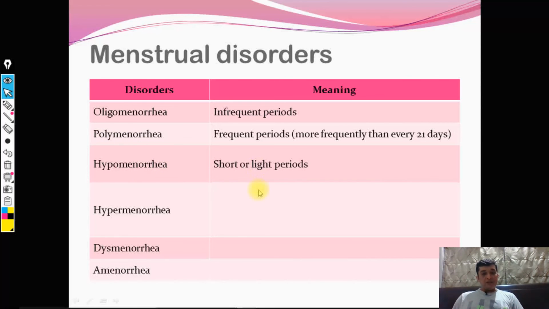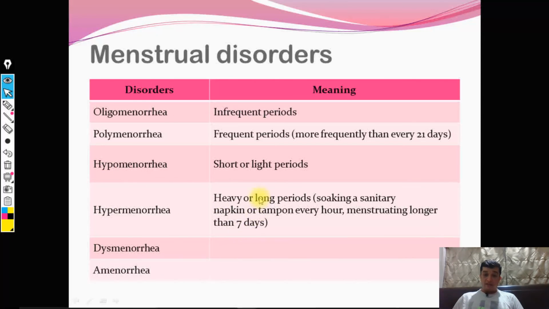Now, hypomenorrhea means short periods or light periods. Normally we consider that on average the menses are observed from day 1 to day 3, or maybe day 1 to day 5. If it is shorter than that, only a single day, it is called a short period, that is hypomenorrhea. If very long periods are there, longer than 7 days, then it is a heavy or long period, referred to as hypermenorrhea.